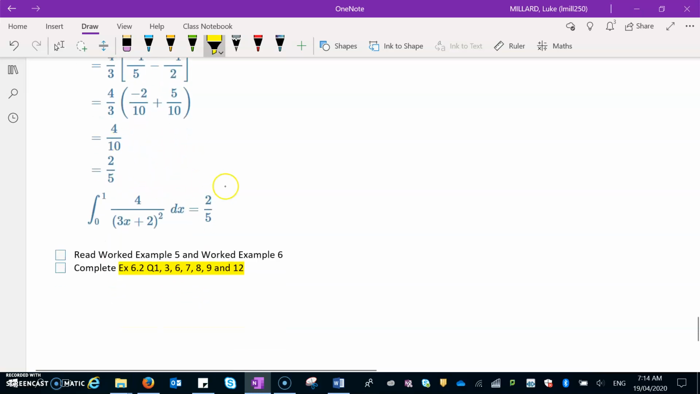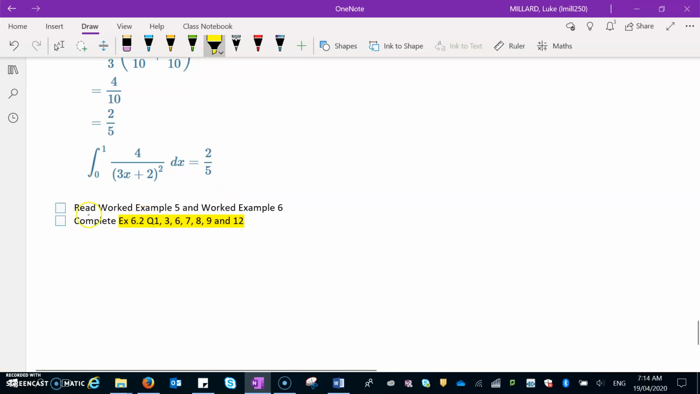So just giving you that's another little tip. Final thing, guys, I want you to read over worked examples 5 and 6, very similar. Make a few notes on that, and then I want you to complete exercise 6.2 in these questions.